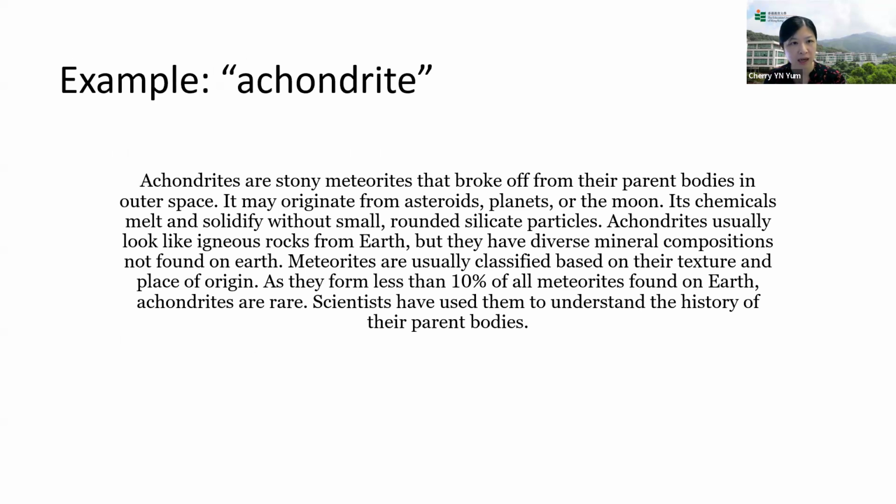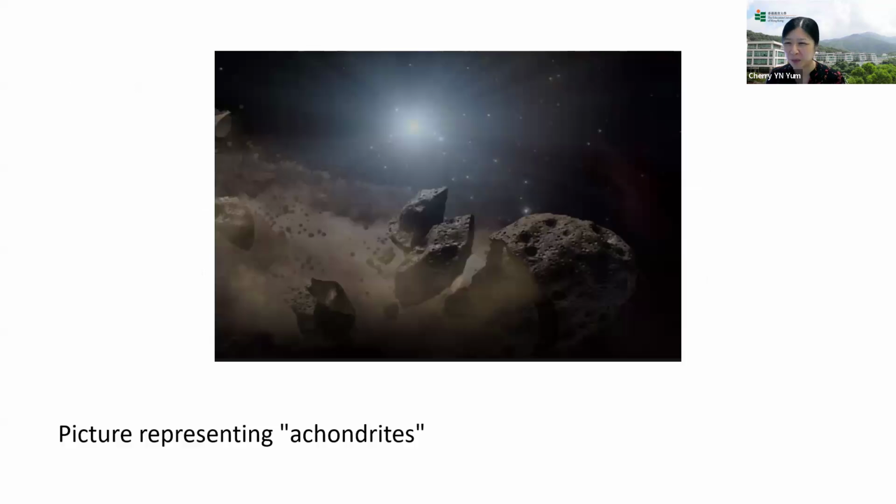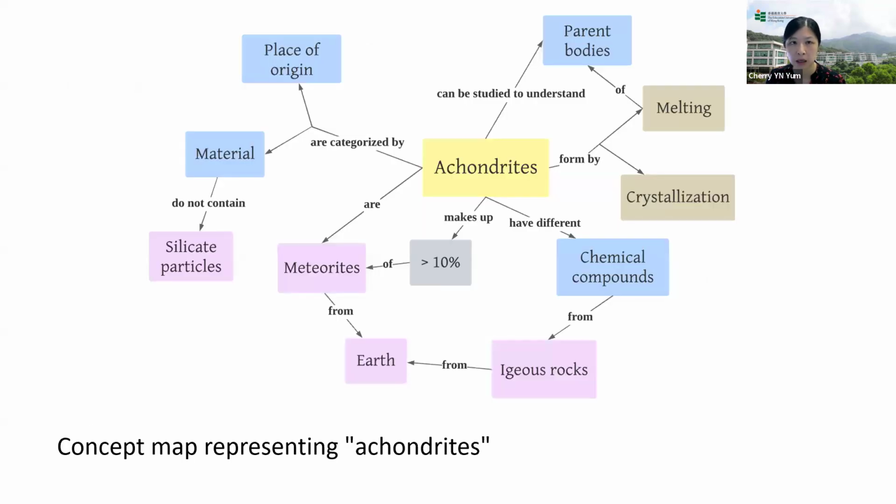Okay, so as promised, this is an example of one of the concepts used in the study. And you see that this is a series of sentences about achondrites. These are stony meteorites. We chose infrequent words in the English language that represent a specialized concept. Okay, I won't read through it, but we also have pictures that would match with this concept. And also here is a concept map that represents this concept as well, based on the passage that describes the same concept.